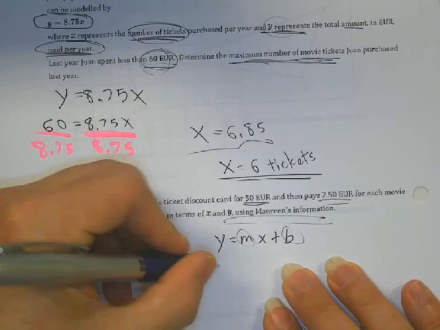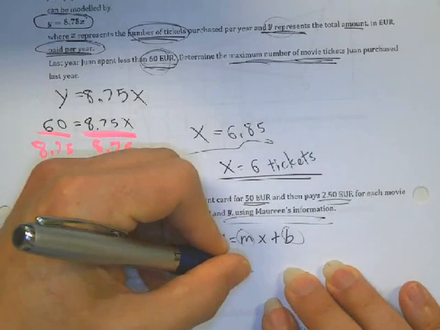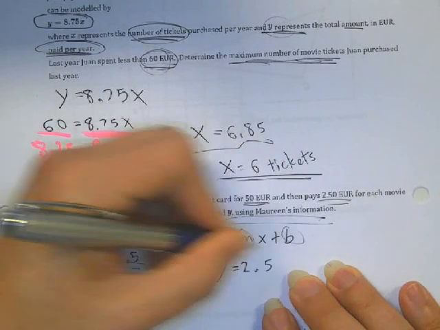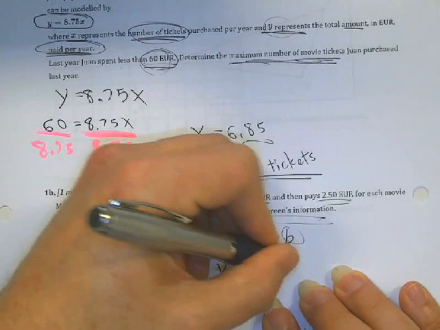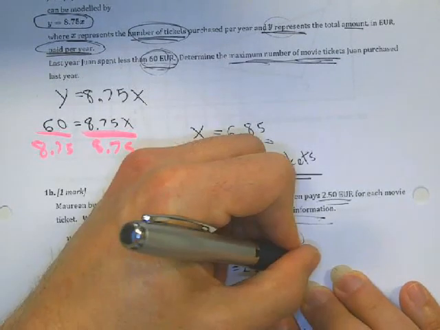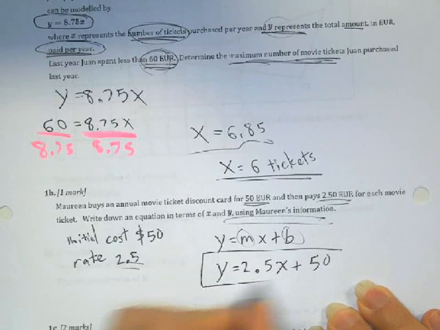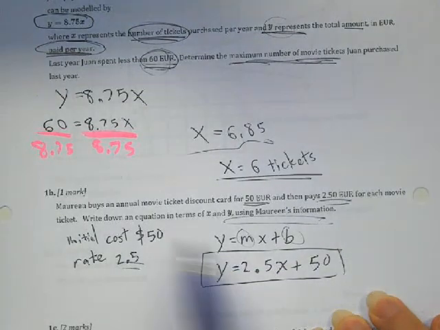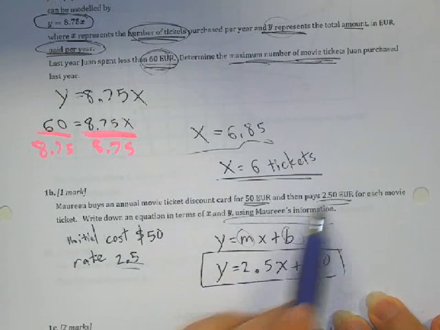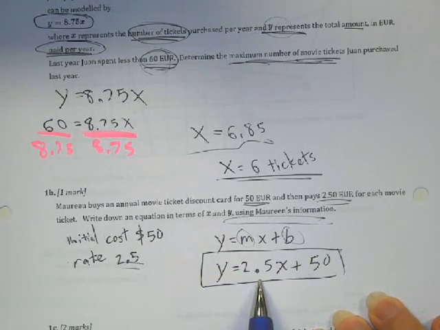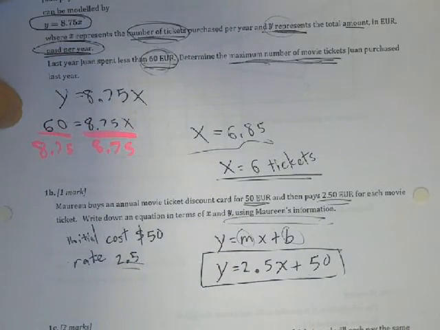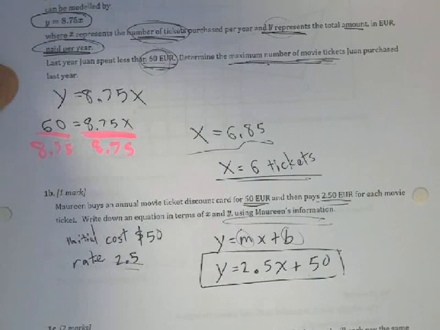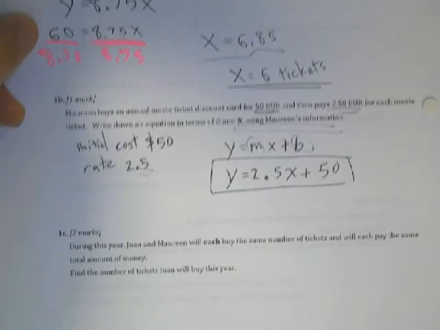So now we can write this as y equals 2.5x plus 50, right? Because our initial cost is 50 and our rate per movie is 2.50. At any point, you should hit pause and maybe go back and you can hear the explanation again if I'm explaining it too quickly.